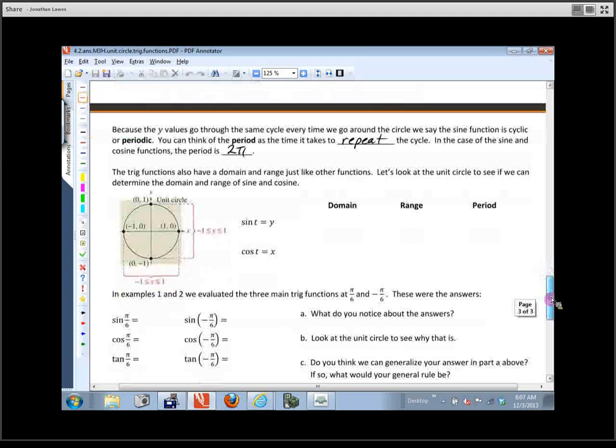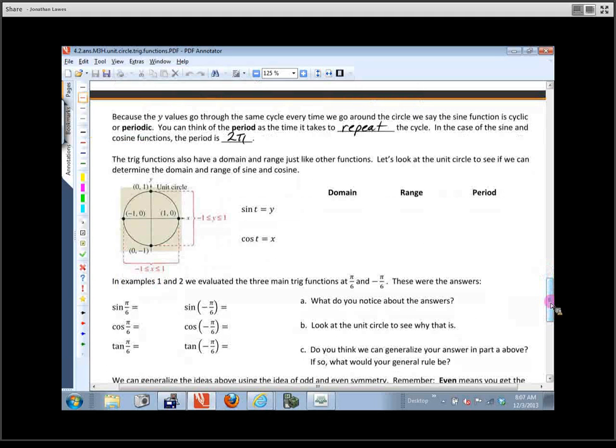Okay? So, we're going to talk about the domain, the range, and the period for each one of these functions. And when we say domain and range, usually we're talking x's and y's. Okay? So don't get confused here because we've got x's, y's, and t's floating around in these problems. We want to make sure we keep this straight.